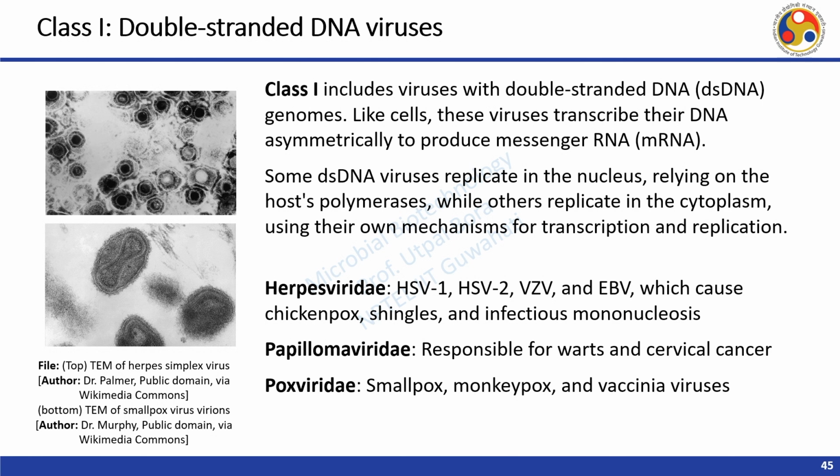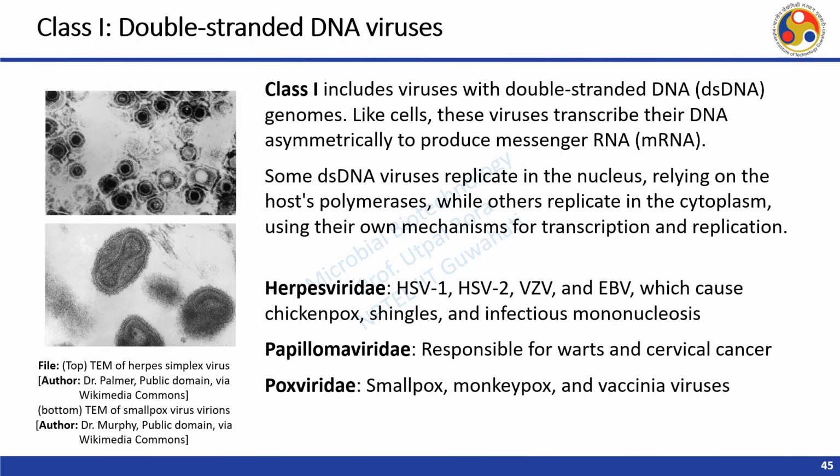Class 1 includes viruses with double stranded DNA, as already mentioned. Like cells, these viruses transcribe their DNA asymmetrically to produce messenger RNA. Some double stranded DNA viruses replicate in the nucleus, relying on the host polymerases, while others replicate in the cytoplasm using their own mechanisms for transcription and replication.